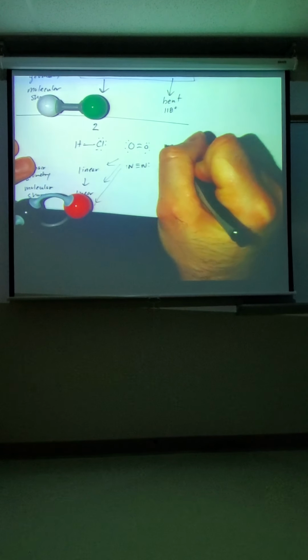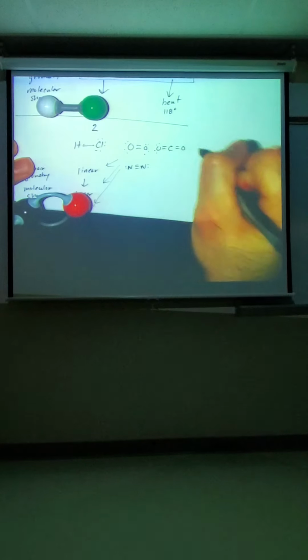But what could happen is pretty rare, and that's two double bonds. Still linear, still cylindrical, just like the HCl. This would be carbon dioxide. It's got double bonds in two directions, left and right. So still linear, still stays linear, still 180 degree straight line angle.